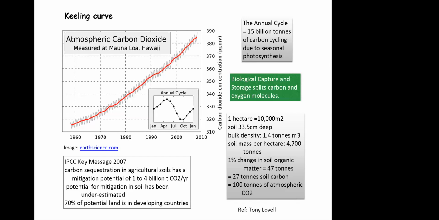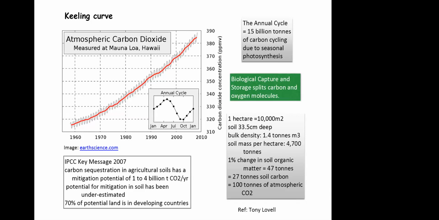So that's really interesting, because it's what we call biological carbon capture and storage, and it's carried out by photosynthesis, which splits the carbon from the oxygen molecules. And so the oxygen is released back into the atmosphere and we breathe it, and the carbon is stored in the tree. So what if we could improve on that?